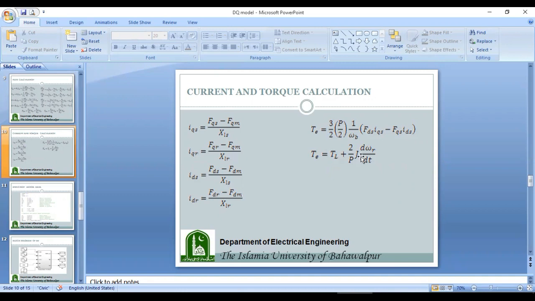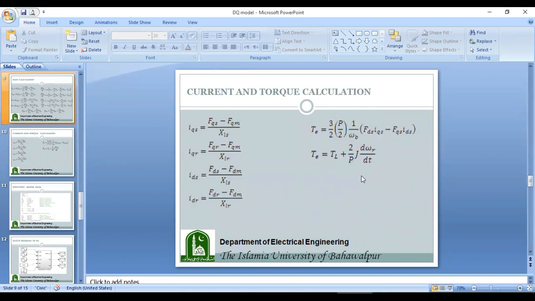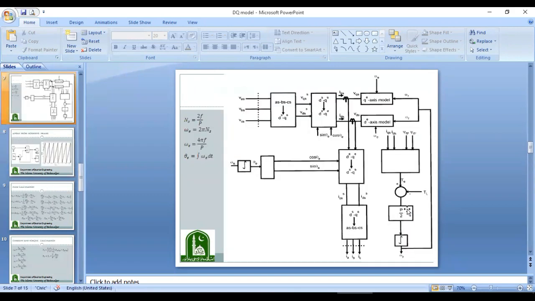And by using this expression, we will calculate the omega r, and that omega r will be fed back in calculating these fluxes. So here you can see this omega r is being used. That omega r is actually calculated and then it is given back to calculate these fluxes, which you have also observed over here. So this is omega r and it is fed back to calculate these fluxes.